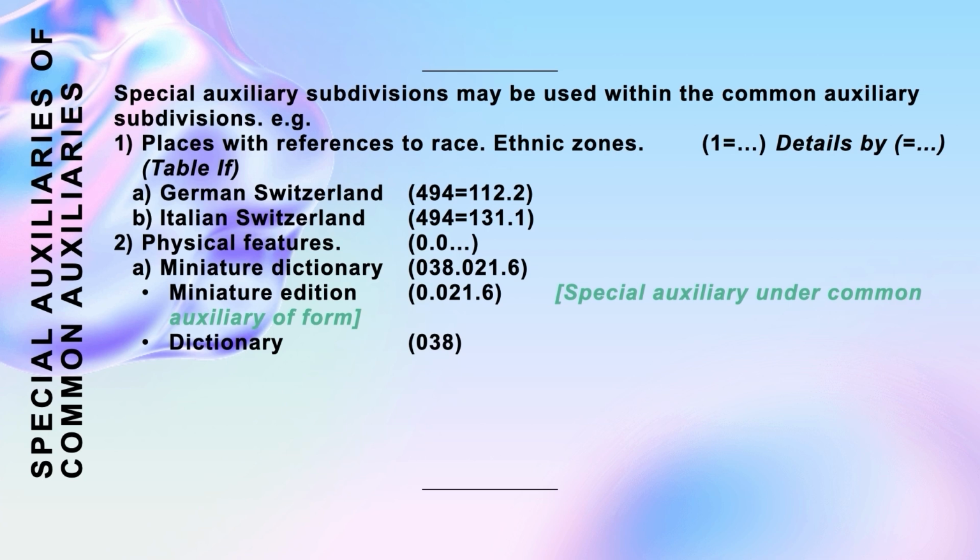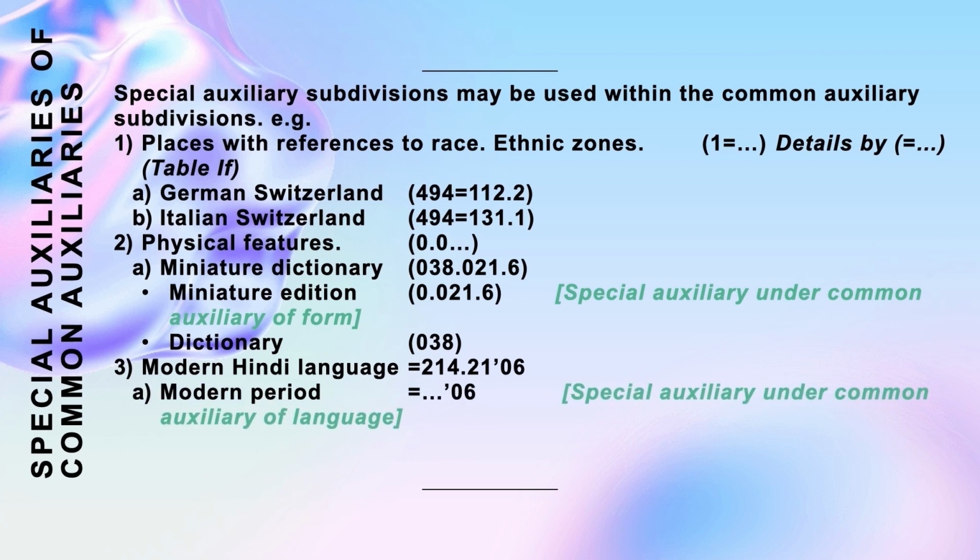038.021.6. And in this way you see modern Hindi language, =214.21'06. So the modern period is basically =...'06, and the Hindi language is =214.21. So this number may be placed here to form the modern Hindi language or Hindi language of the modern period. So the class number will be =214.21'06. Okay. Thank you.